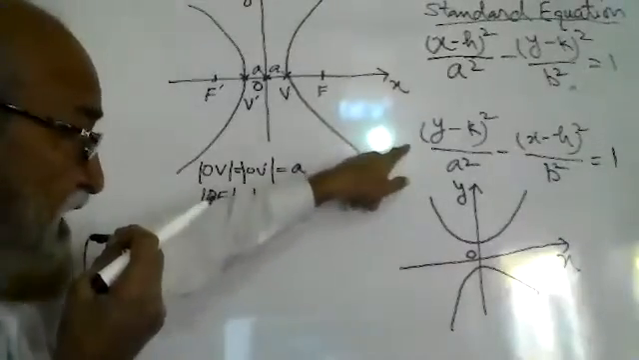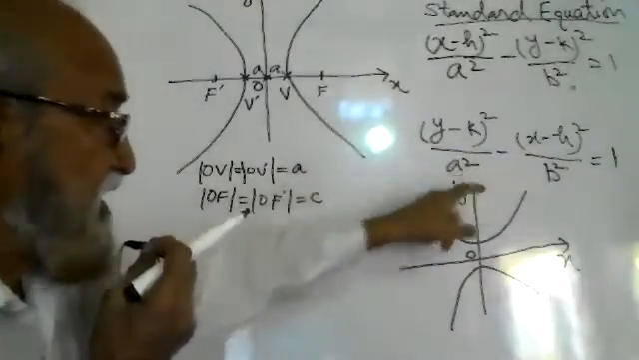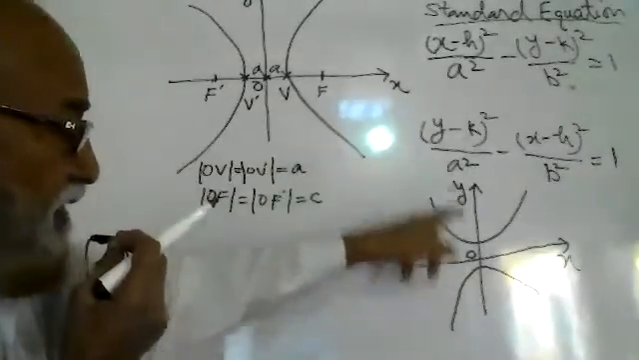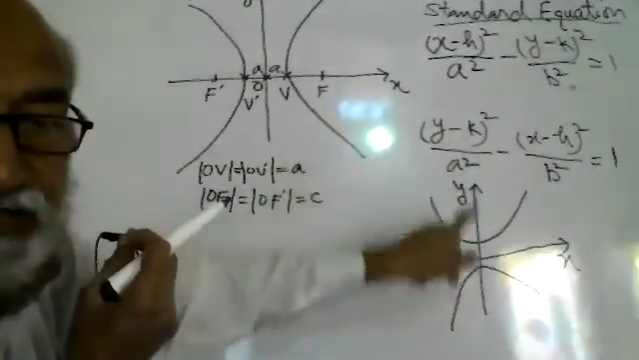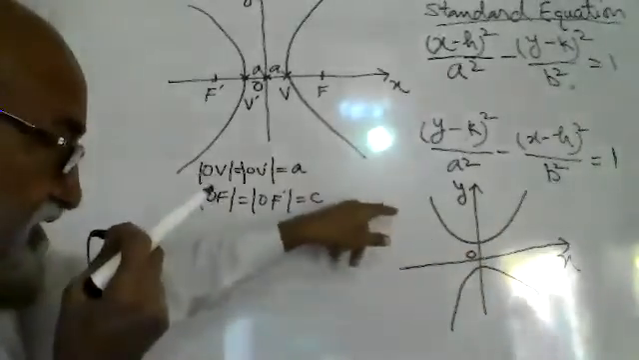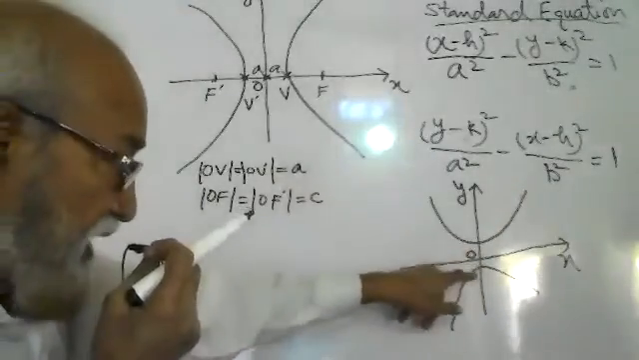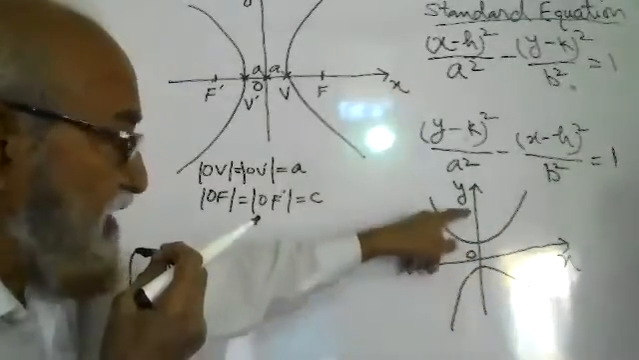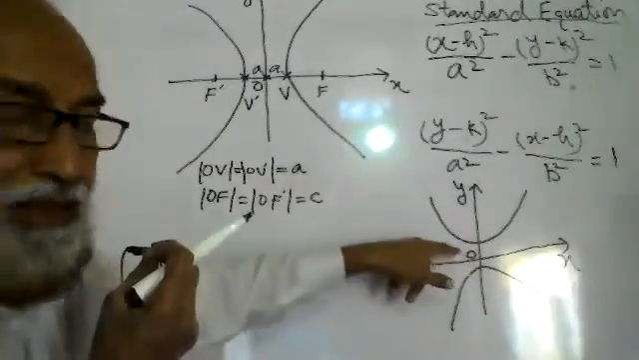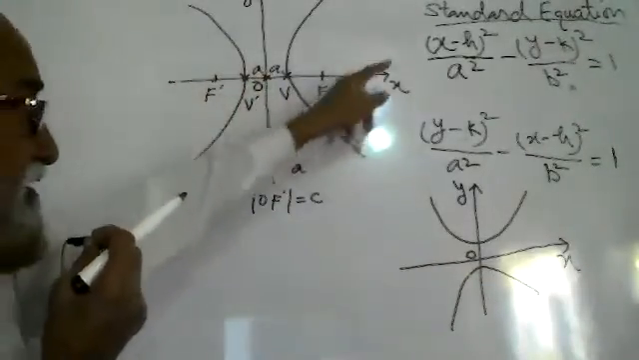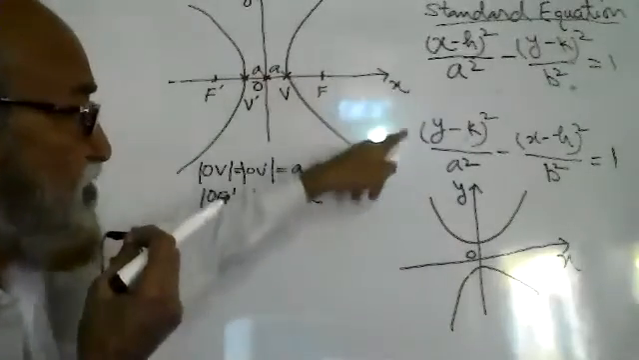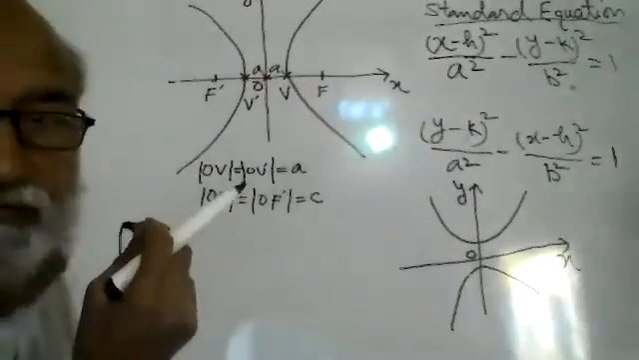If y square is positive and x square is negative, the transverse axis will be on the vertical axis, the y-axis. And the vertices and the foci will be on the y-axis. Here the vertices and foci are on the x-axis when x square is positive; when y square is positive, it will be on the y-axis.